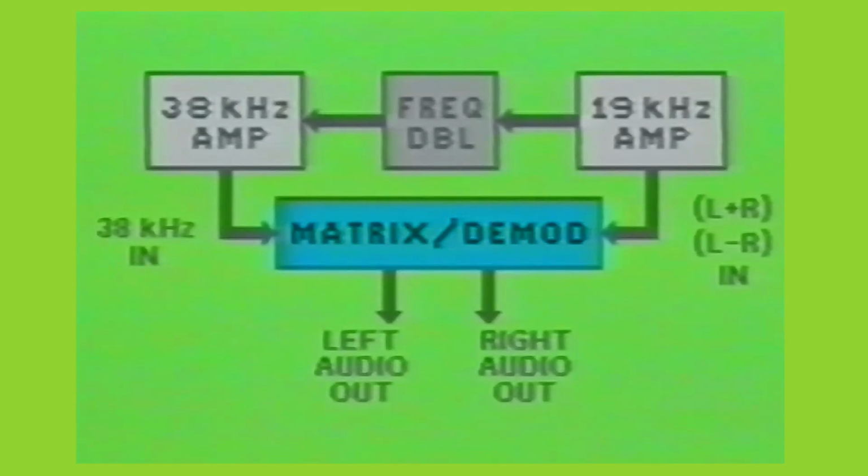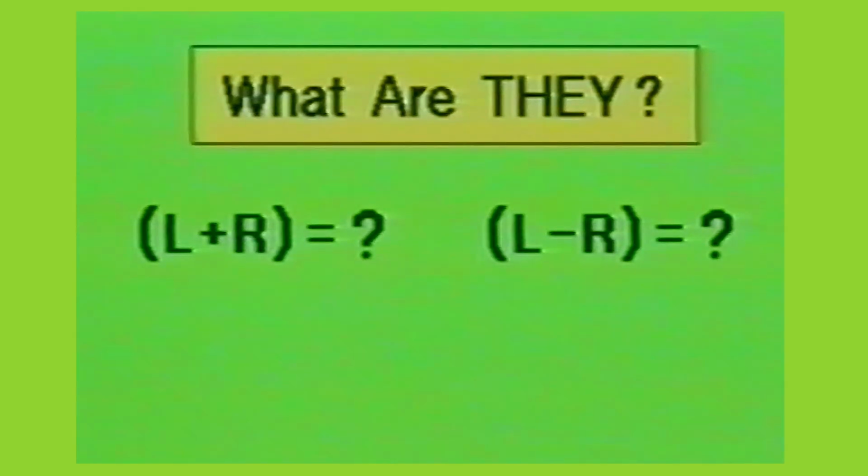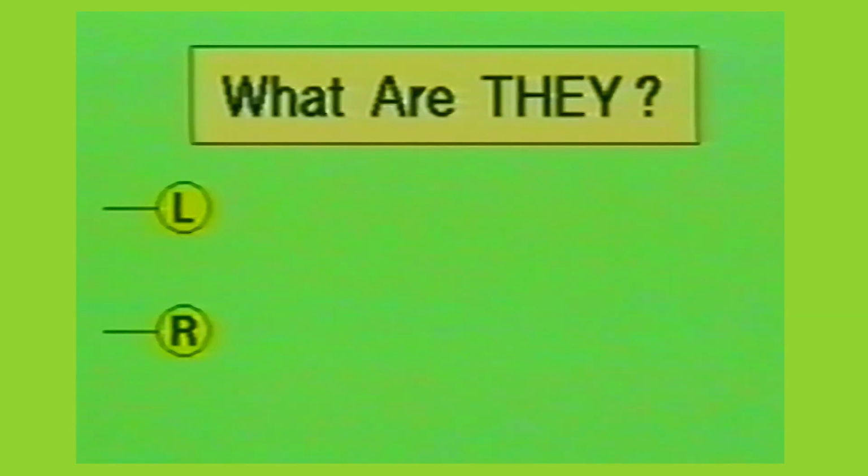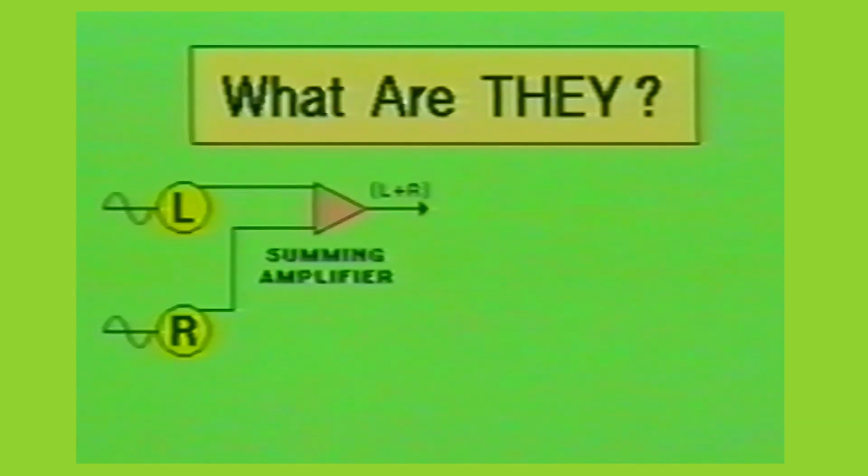Let's start off by examining just what is a left plus right and a left minus right audio signal. Both the left and the right channels, or soundtracks, are two identical audio lines with independent signals placed upon them. In order to make a left plus right audio signal, you simply connect or add both left and right audio sources into one output, thus creating an L plus R signal. But what about a left minus right signal?